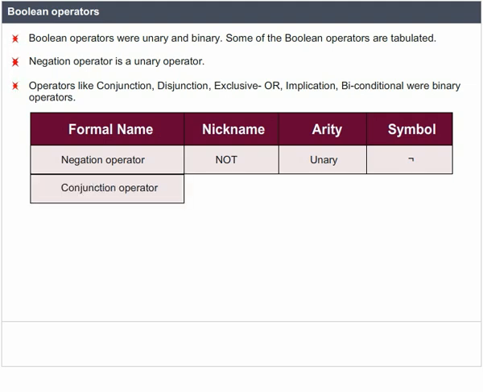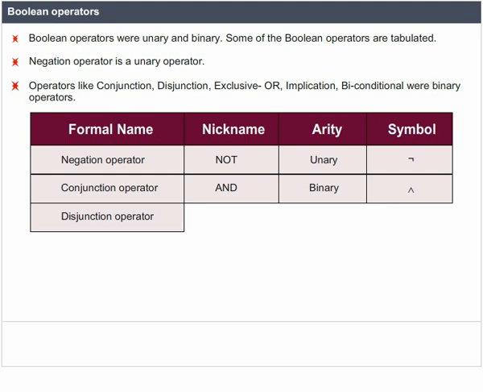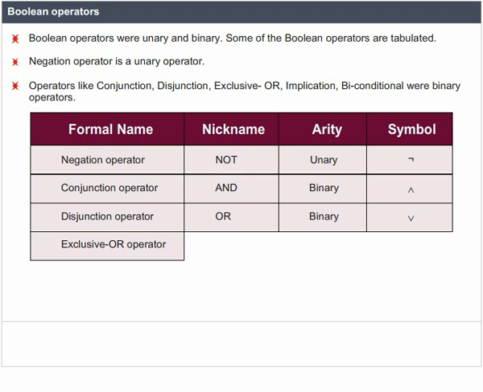Conjunction operator, and, binary, the symbol represents and. Disjunction operator, or, binary, the symbol represents or. Exclusive or operator. The nickname is XOR. We used to call it XOR. Binary. The symbol is called XOR.